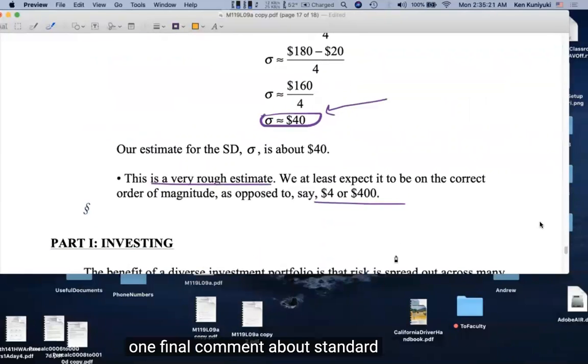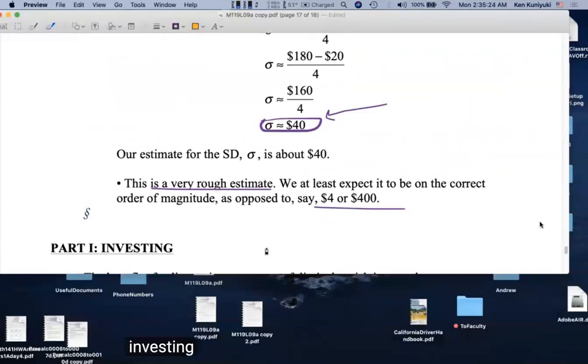One final comment about standard deviation. Investing.